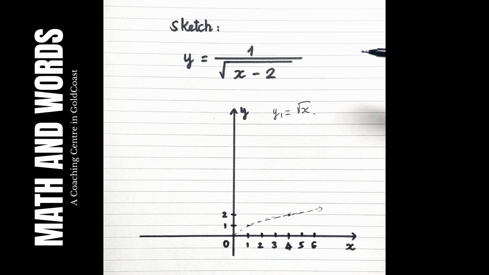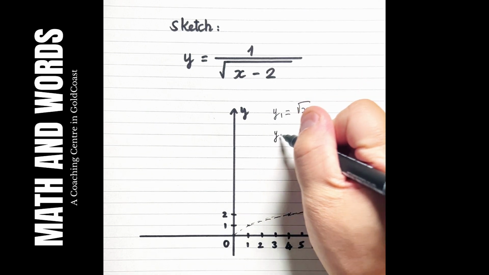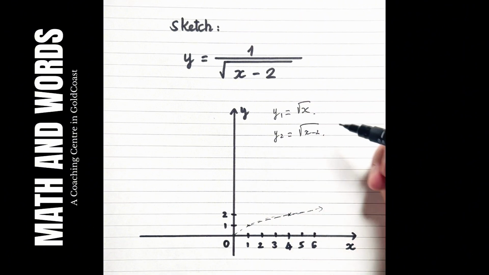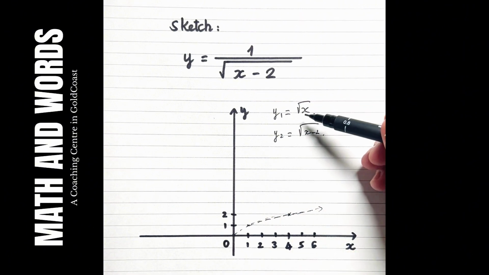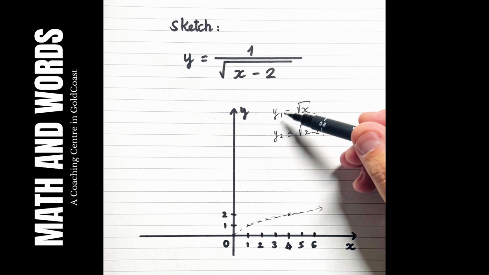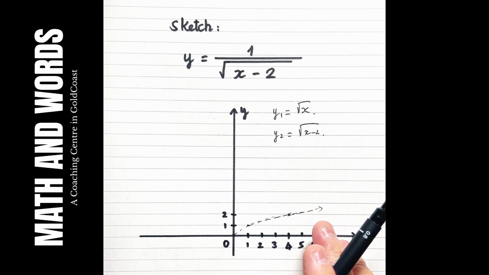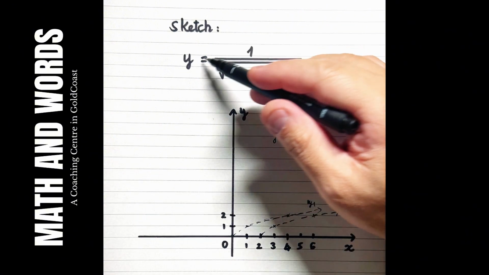So the second step is I will get y2 equals square root of x minus 2. And we know that y2 is the same shape as y1. But if we minus 2 to x, we need to shift the graph to the right hand side by 2 units. And the final graph is this one here.